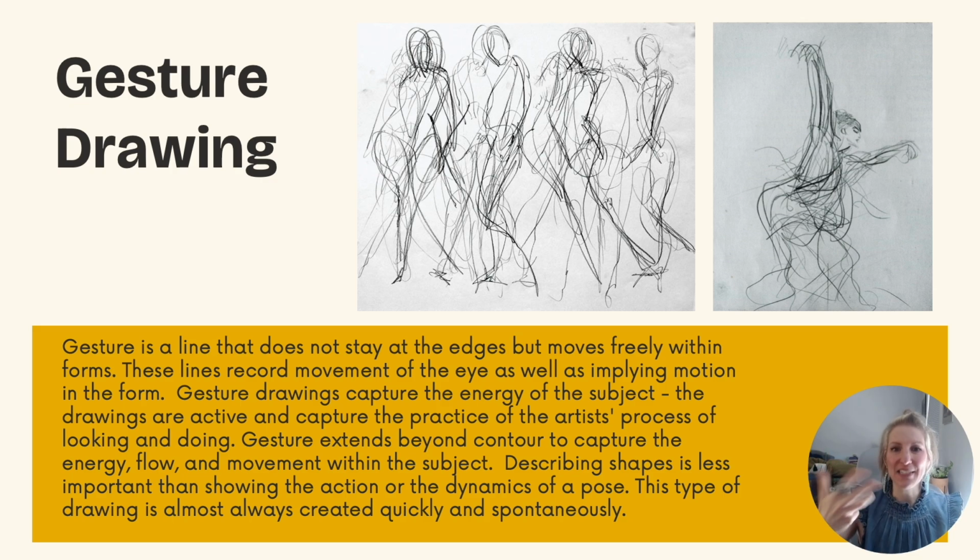Gesture drawings capture the energy of the subject. The drawings, again, are active. They capture the practice of the process of looking and doing. Gesture extends beyond contour, right? We're not carefully, slowly capturing the outline, but we're capturing the energy, the flow, and the movement within the subject. It is very loose, it is very quick. Describing shapes here is less important than showing the action or the dynamics of the pose. This type of drawing is almost always created quickly and spontaneously. Next time you're watching someone dancing or moving, just try rapidly and loosely to capture the essence of that movement.